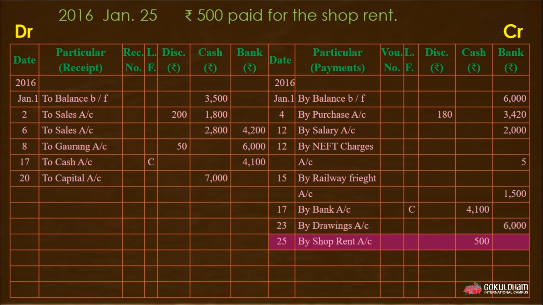The next transaction is January 25, rupees 500 paid for the shop rent. Shop rent is our expense. So we record this transaction on the credit side, because when there is an expense, the cash of our business goes out. So we record this transaction on the credit side of the cash book. Write 25 in the date column, and in the particulars column, that is the payment column, write "By shop rent account" and in the cash column write 500 rupees.